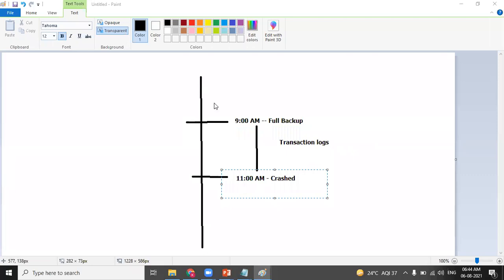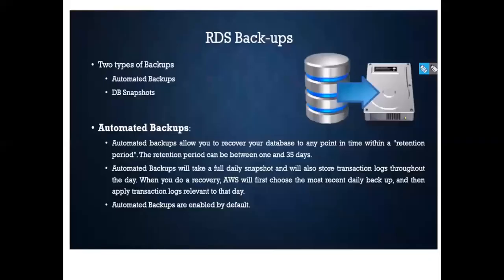It also takes transaction logs throughout the day, which helps you to recover so that the data is not lost. So first, AWS will choose a recent daily backup, and then apply the transaction logs relevant to that particular day. Automated backups are enabled by default. You don't need to enable it. So this is the advantage, the first advantage of RDS: automatic backups.